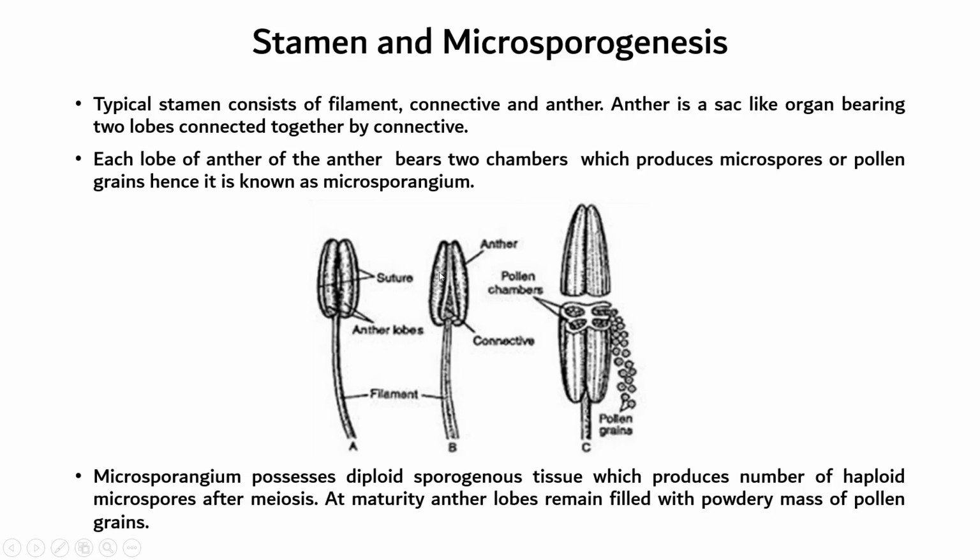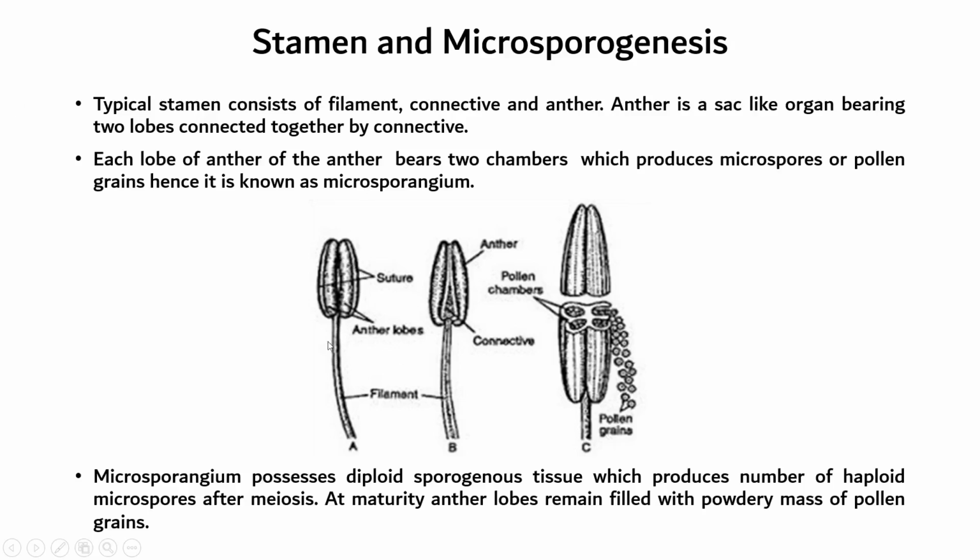These two chambers produce pollen grains or microspores. Hence, these chambers are called microsporangium, or plural microsporangia. Microsporangium possesses diploid sporogenous tissue in young condition, and after meiosis they produce a number of haploid microspores. At maturity, the anther lobe remains filled with a powdery mass of pollen grains.